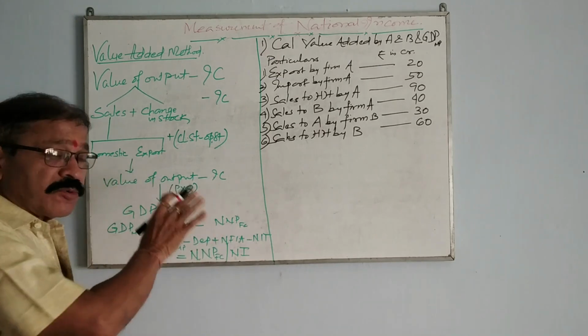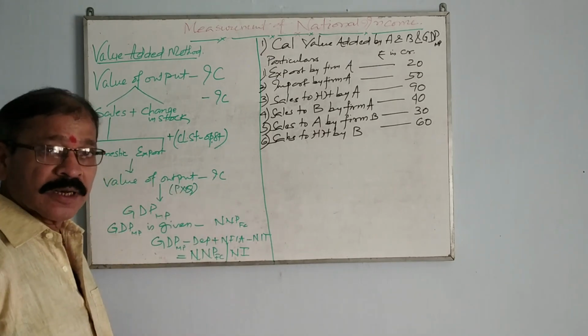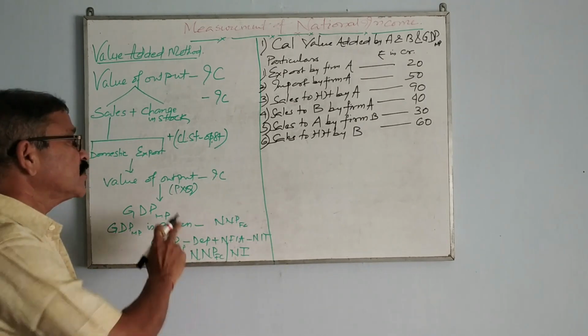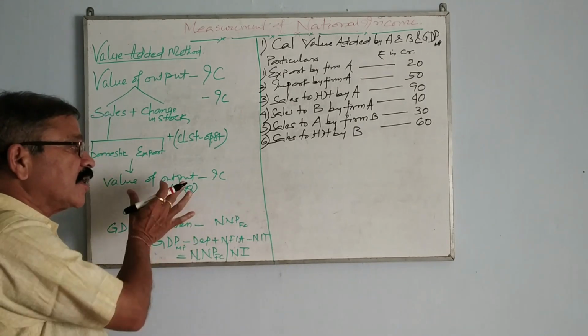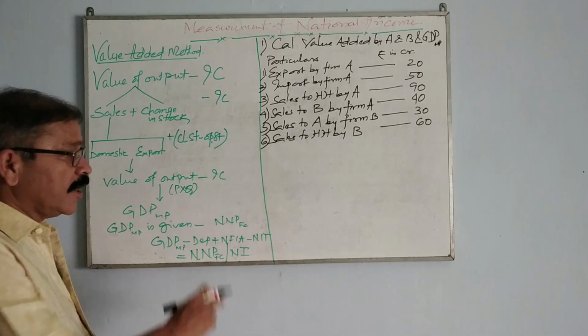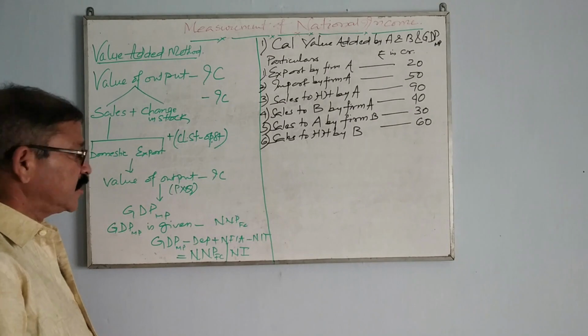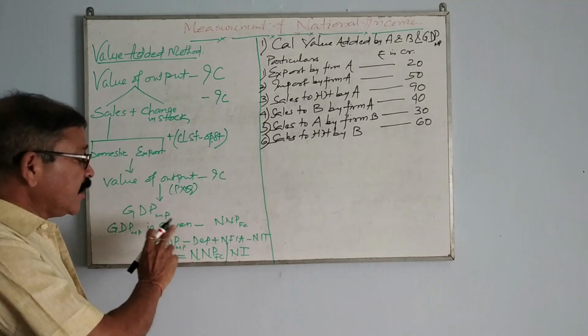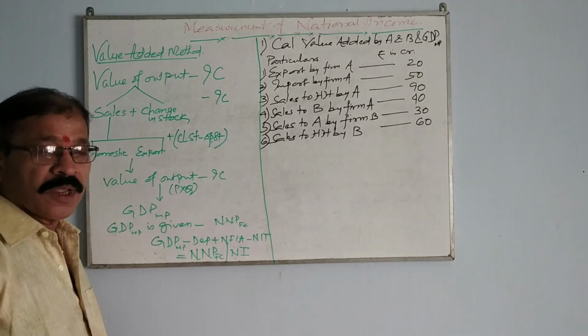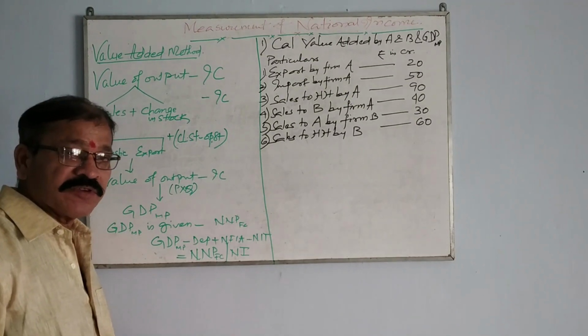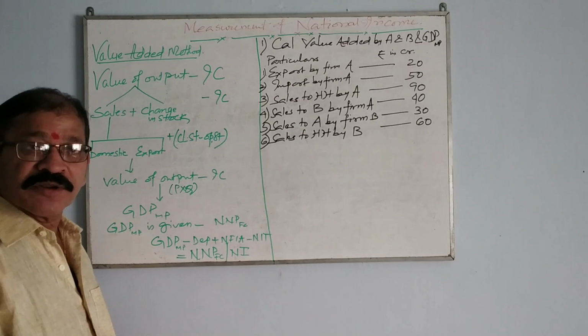If by chance value of output is not given in the numerical, then price will be given and quantity will be given. In that case, if you do P into Q, then you will get the value of output, right? And from there, you subtract intermediate consumption. Then you will get GDP MP. And from GDP MP, you can convert into various aggregates which we discussed in our previous videos.